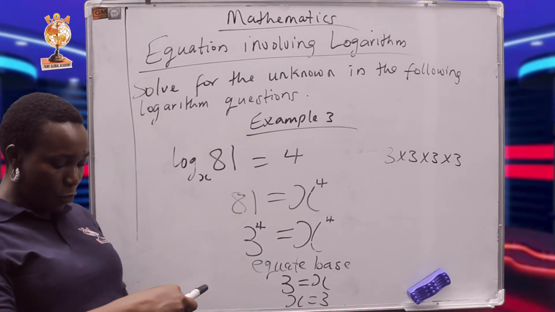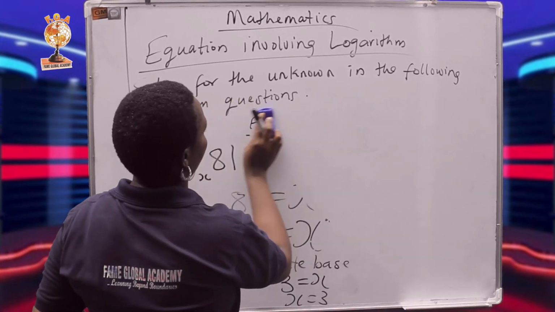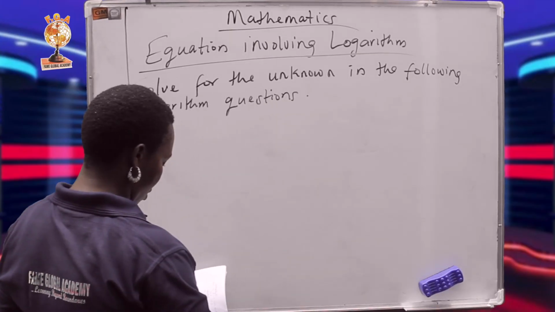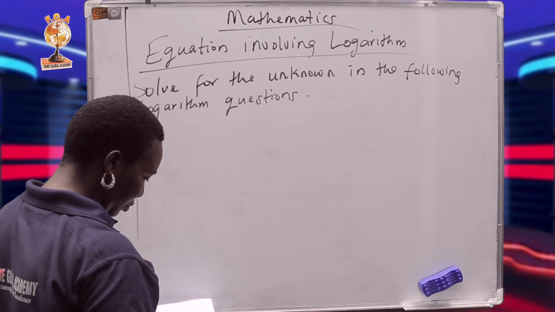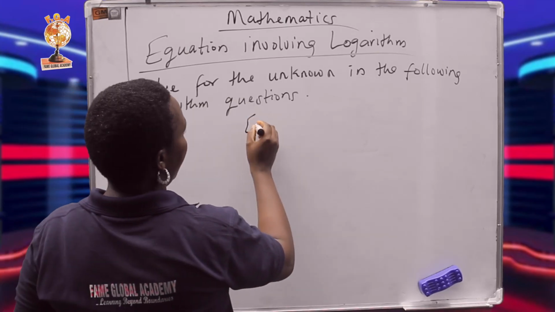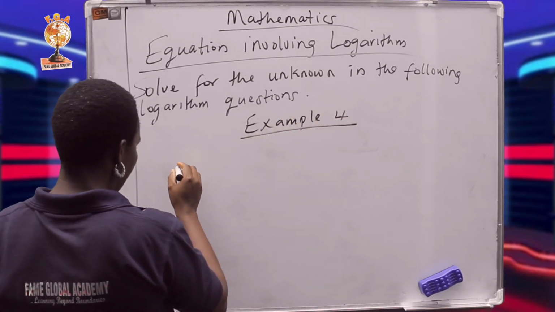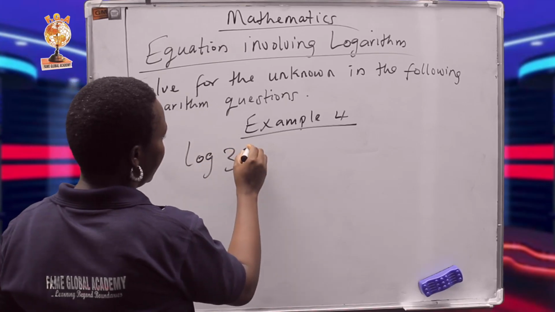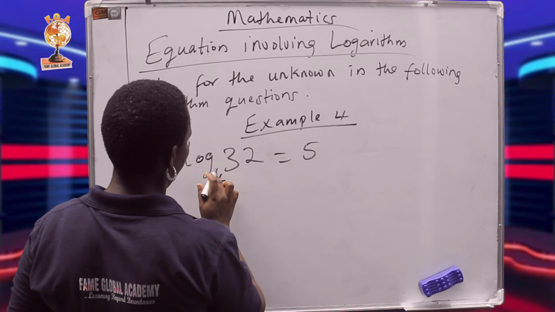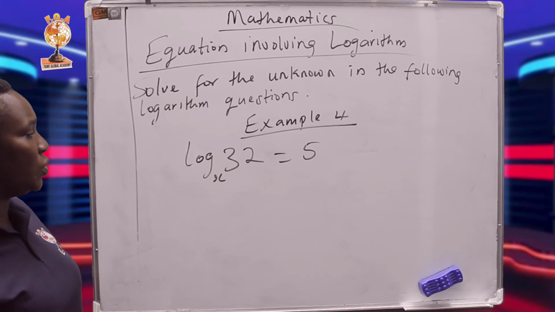Okay, let's take example 4. Example 4: log 32 base x is equal to 5.